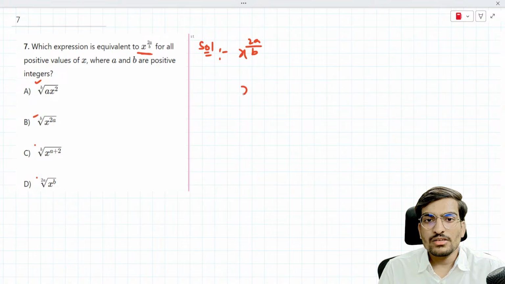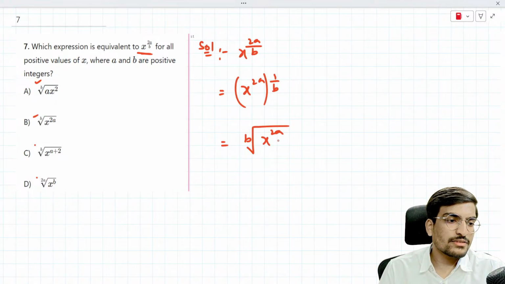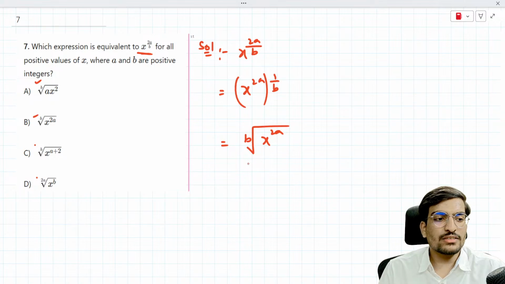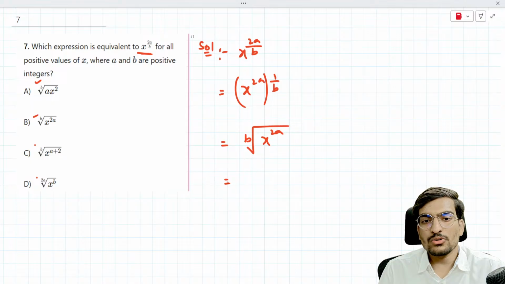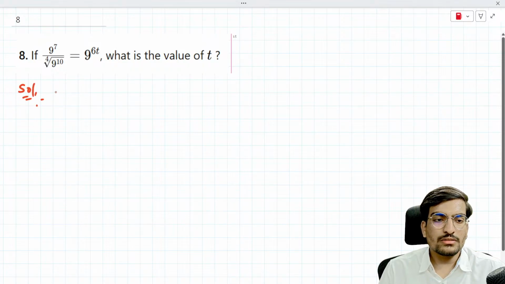Let's see. So that's going to be x power 2a and whole power 1 by b. So that equals the bth root of x raised to the power of 2a. This equals the bth root of x power 2a, which is option B. Now question number 8.